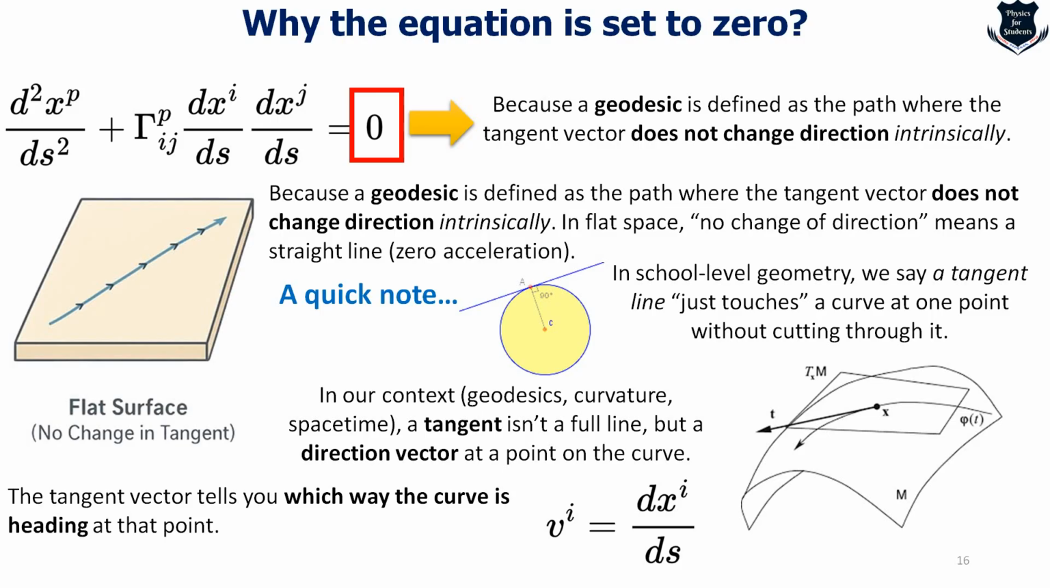So the tangent vector in differential geometry tells you which way the curve is heading at that point, whereas in school level geometry it is just something which touches the line. This one is defined by the derivative of the position vector with respect to any parameter, s or tau, doesn't matter. So the tangent vector is not a line that touches but a direction, the instantaneous velocity of the curve at that point. This is the tangent vector concept in differential geometry. So yes, here also we can say the tangent line still kisses the curve at a single point, but more importantly, its direction stays constant as you move along a geodesic, which is called a straight line.